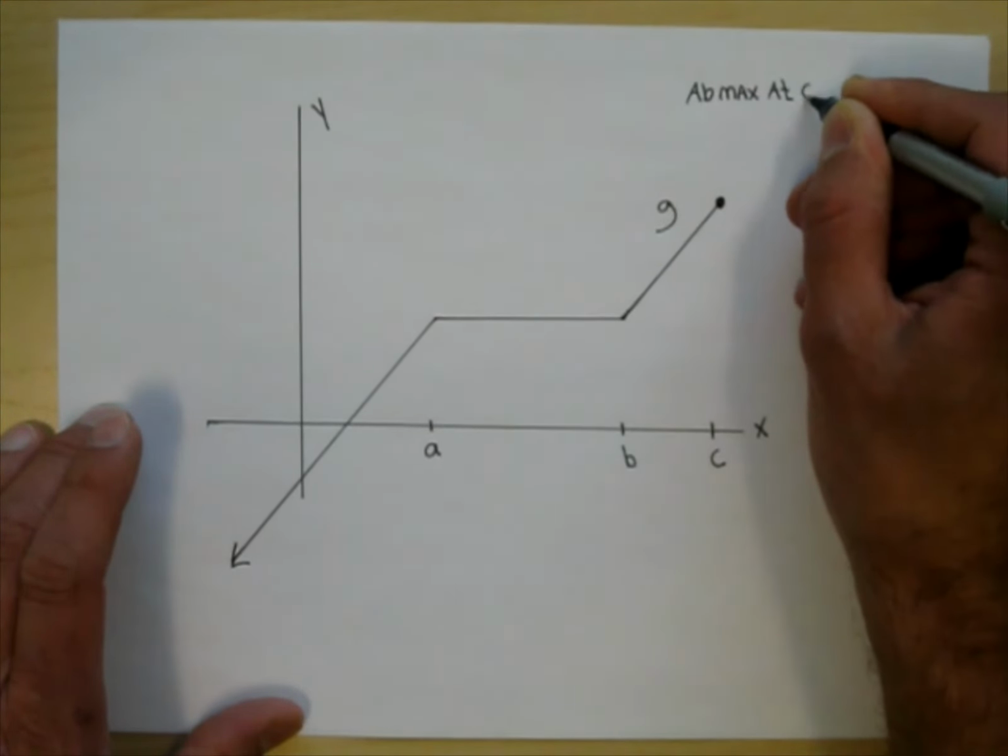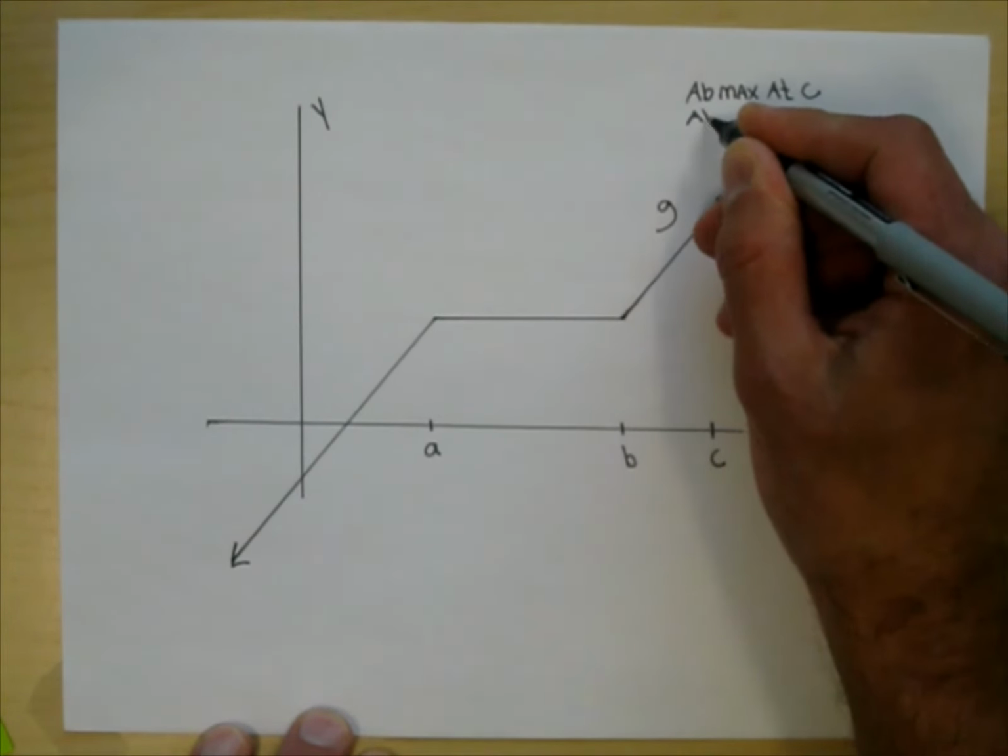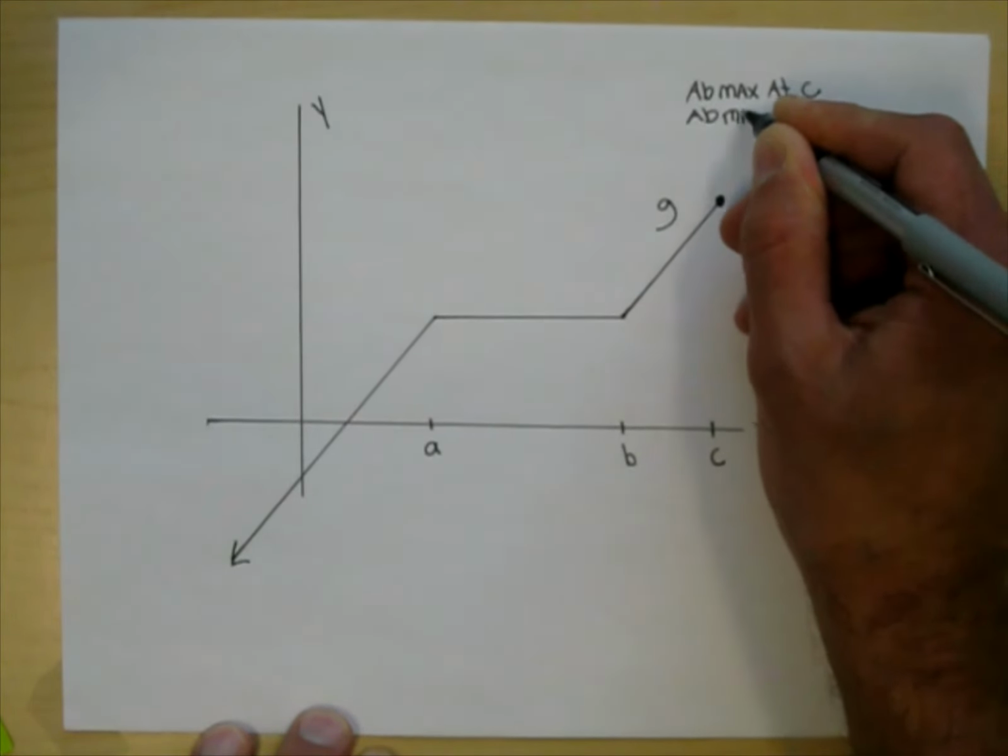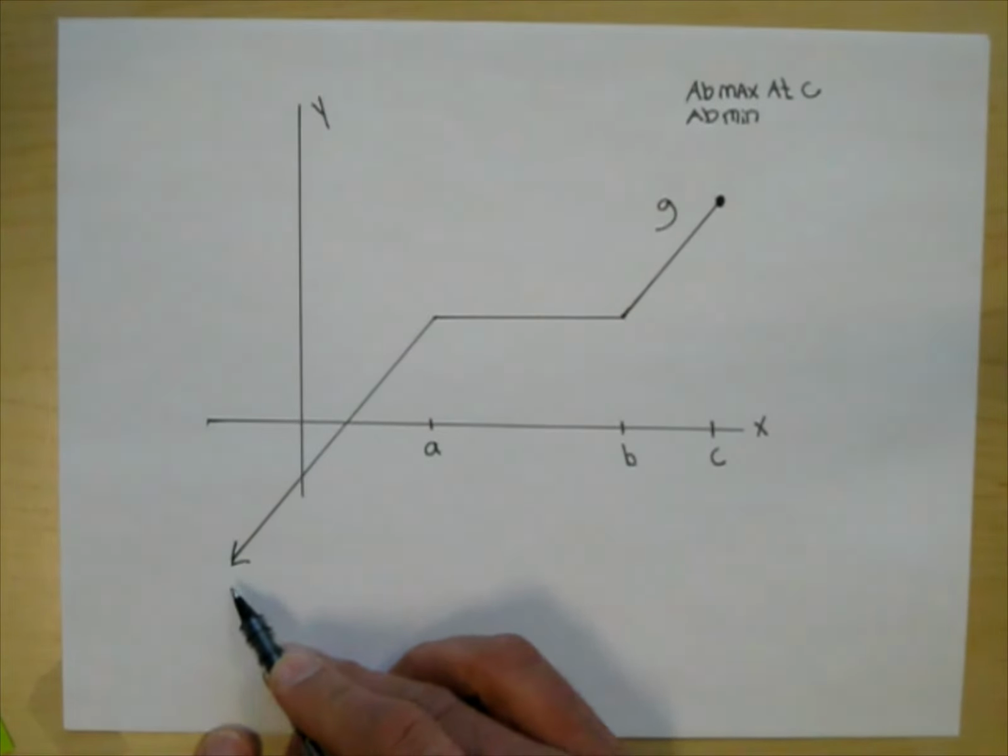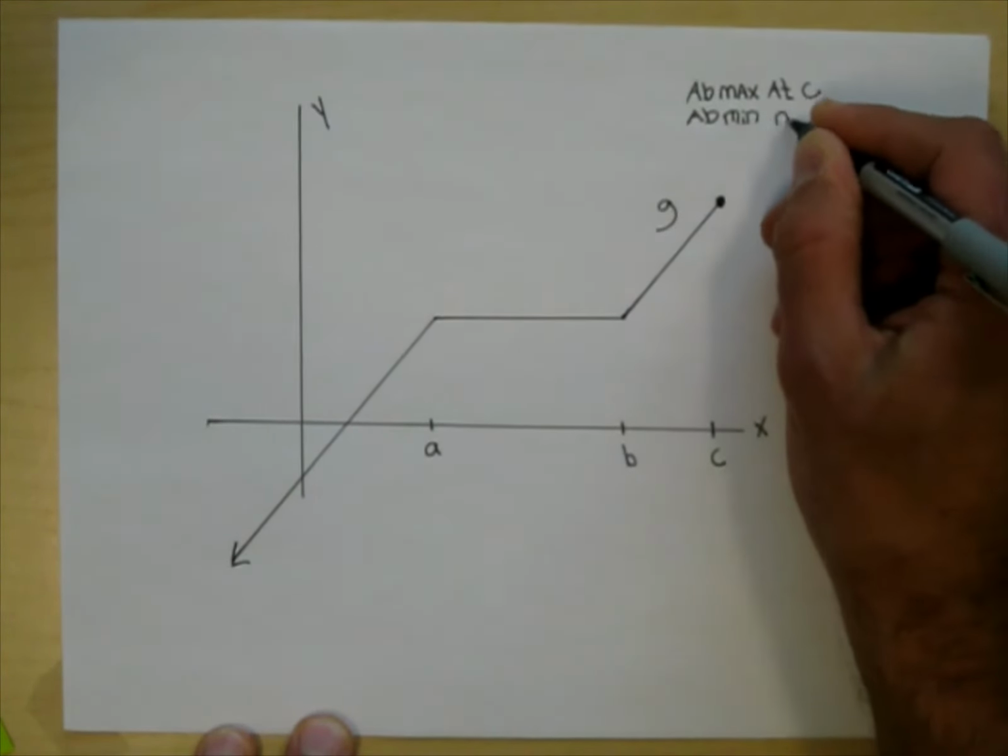at c. The absolute min on this graph, it just keeps going down. So there is no lowest point. The absolute min is none.